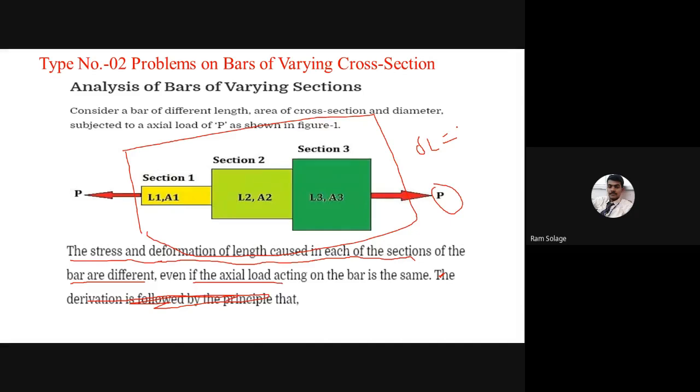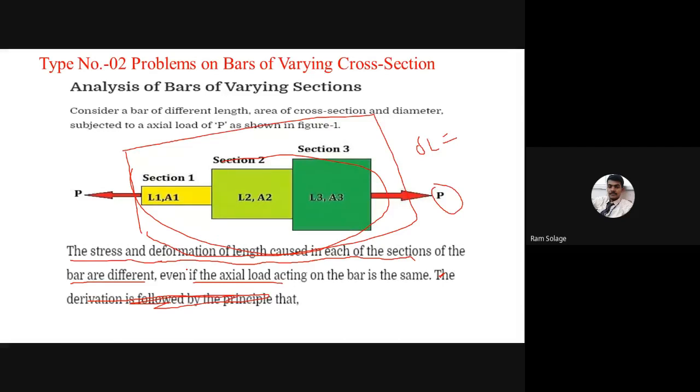See what we have to do, the total deformation. How to calculate the total deformation of all sections? Who will give the answer? Addition of three sections. Very good. Deformation. Correct. Already we have calculated the separate deformation of each section, that is delta L1, delta L2, and delta L3. Make the sum of all sections, that is the addition of delta L1, delta L2, and delta L3. We will get the total deformation.